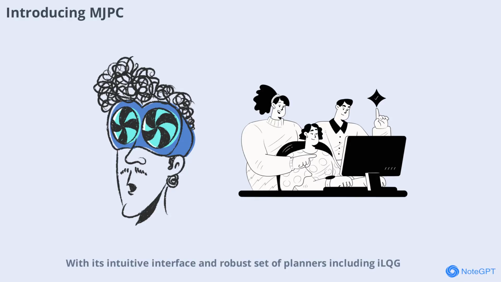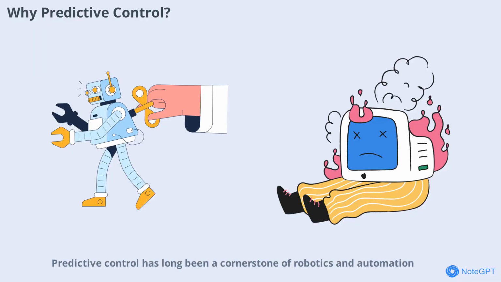With its intuitive interface and robust set of planners, including ILQG, gradient descent, and the simple yet effective predictive sampling, MJPC aims to lower the barriers to entry for model-based control. Let's dive into how this tool is democratizing access to advanced robotics research and why it's making waves in the field.